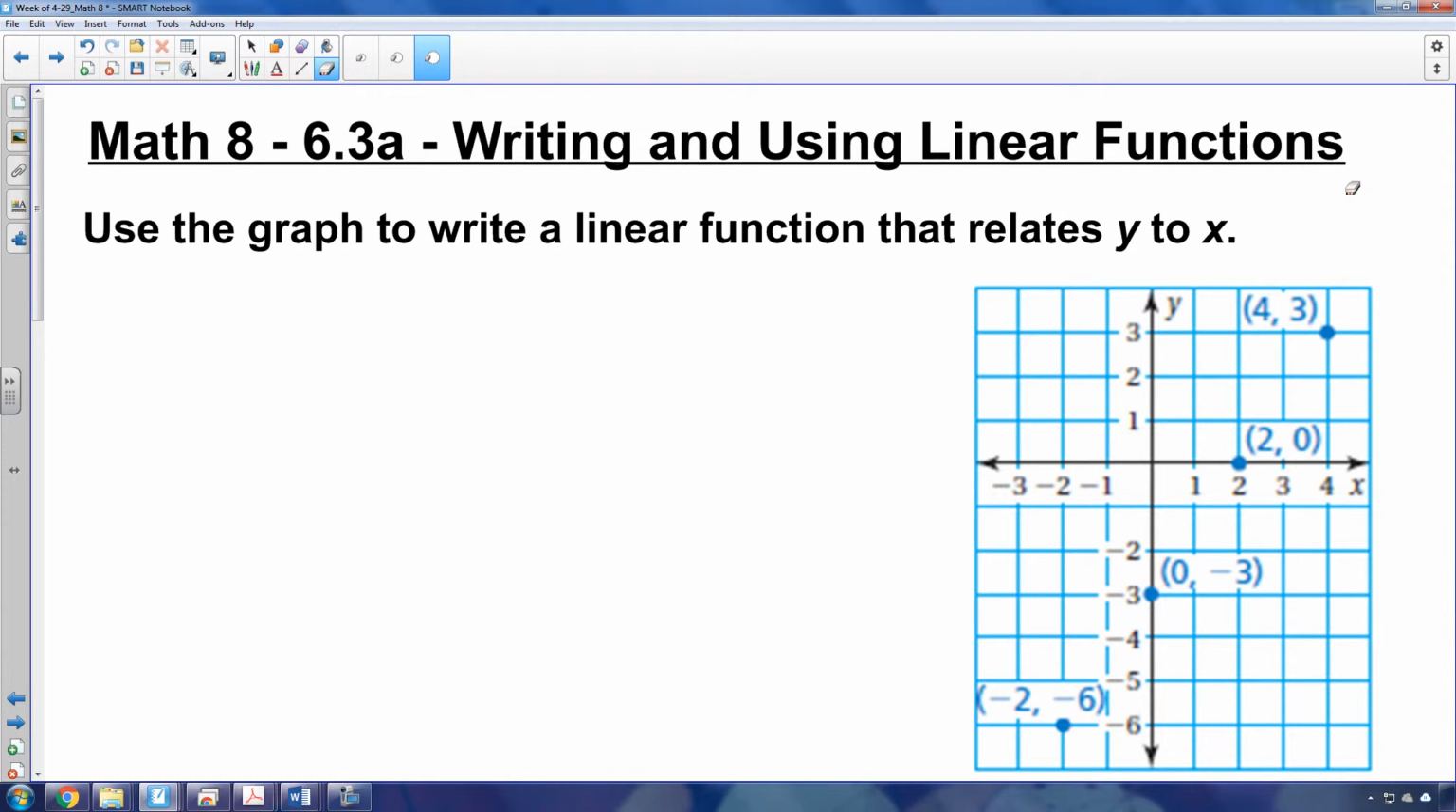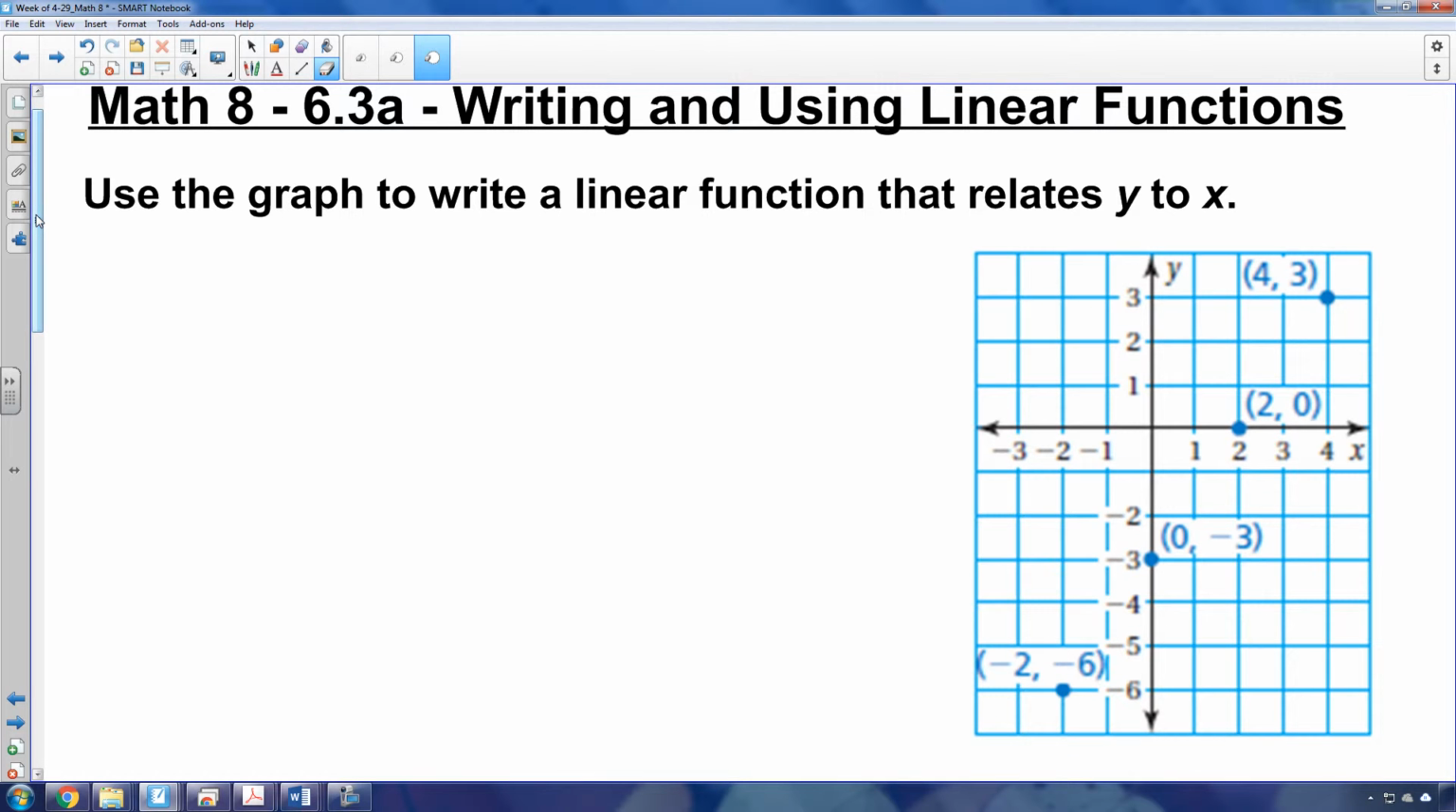Okay, so welcome to this video on Math 8. It's 6.3a, so hopefully this is the only video we need to get through 6.3, but it could be a little bit longer. So we're in chapter 6 of Big Ideas, and we're trying to write a linear function that relates y to x. So we're writing a function.